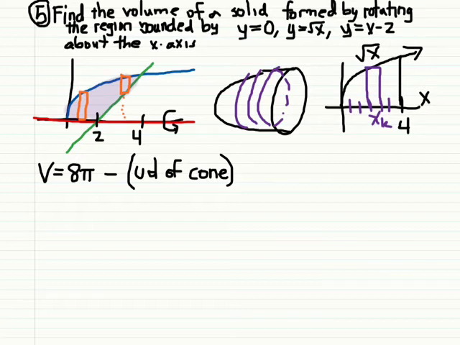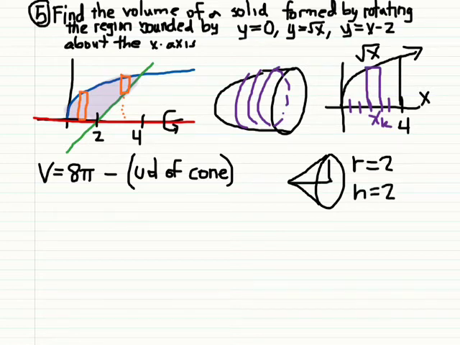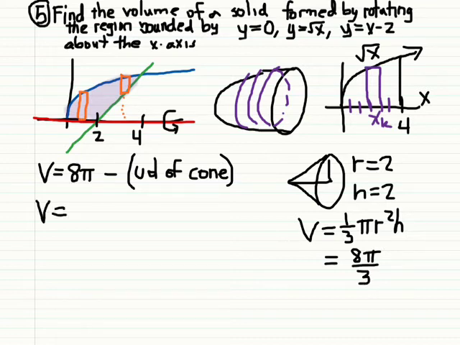And so what I get is I'm going to have a cone with a radius of 2 and a height of 2. And so the volume of the cone is 1/3 pi r squared h. And so that's 8 pi over 3. So my final volume is 8 pi minus 8 pi over 3, which happens to be 16 pi over 3.